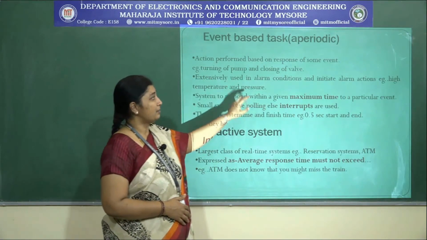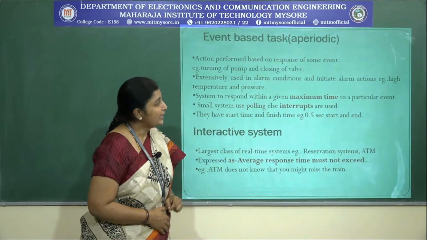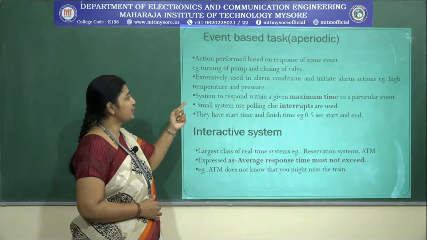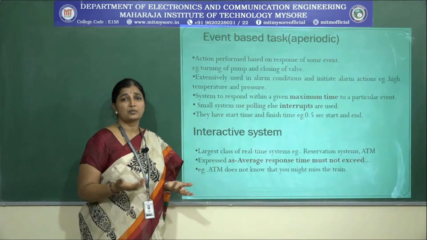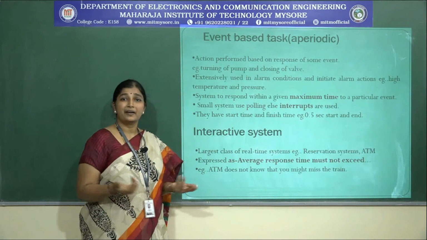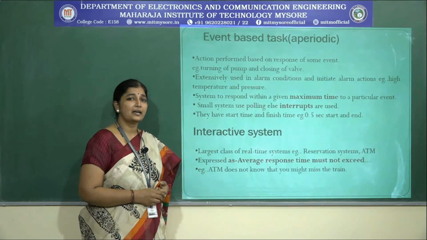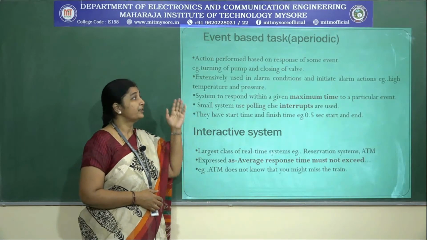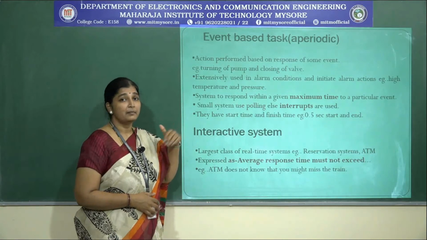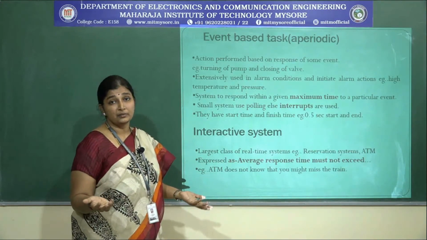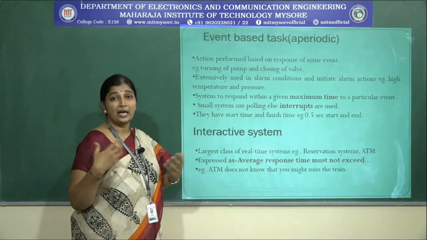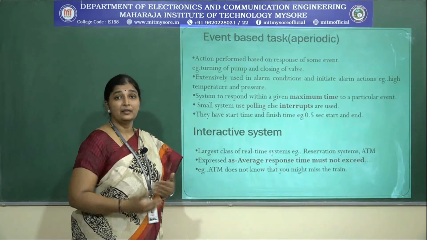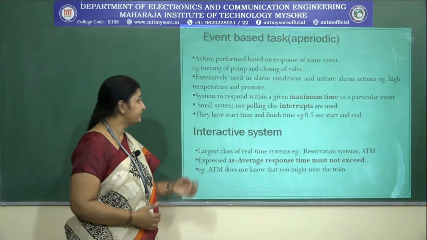Extensively used in alarms. These are the alarm conditions that initiate alarm action, such as high pressure and temperature. Probably you have also heard about smoke detectors, correct? And fire alarm systems. All these are examples of event-based systems, okay? Based on the temperature variation, if it increases, there is an alarm. There is an indicator which helps the operator to go and attend to that scenario then and there.